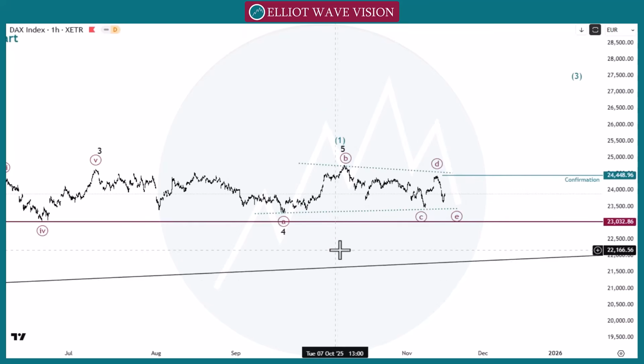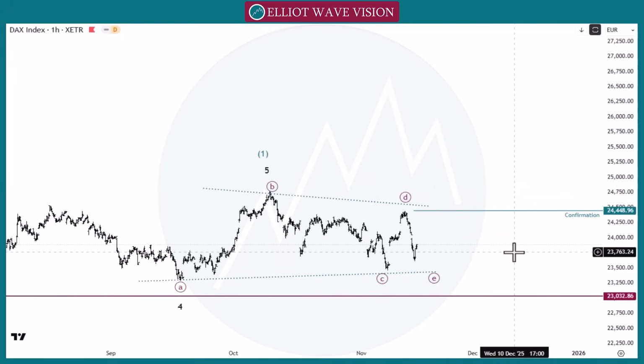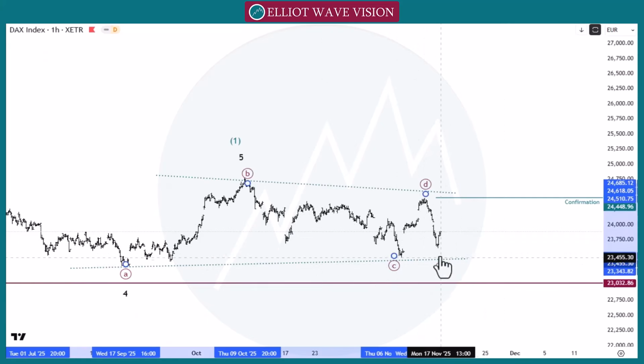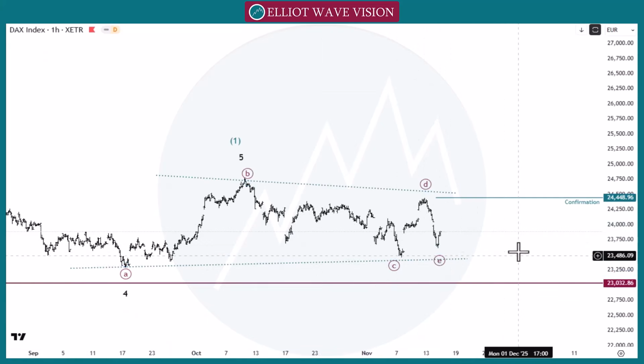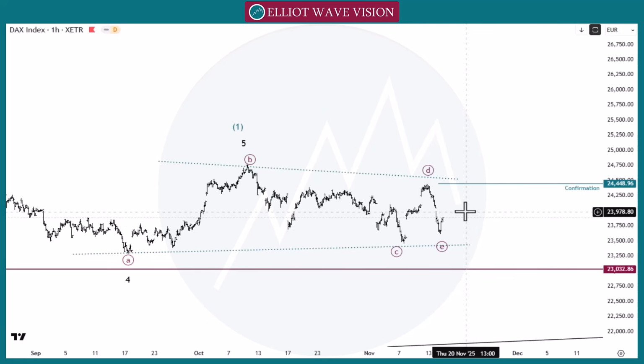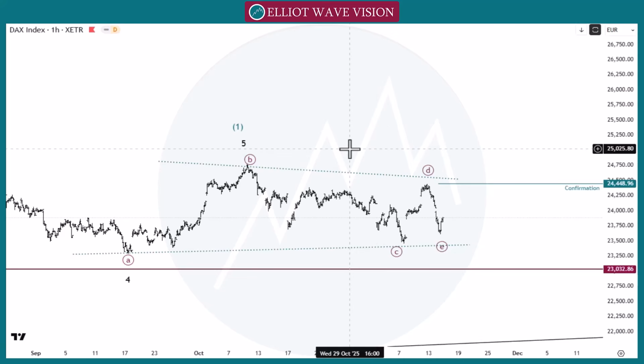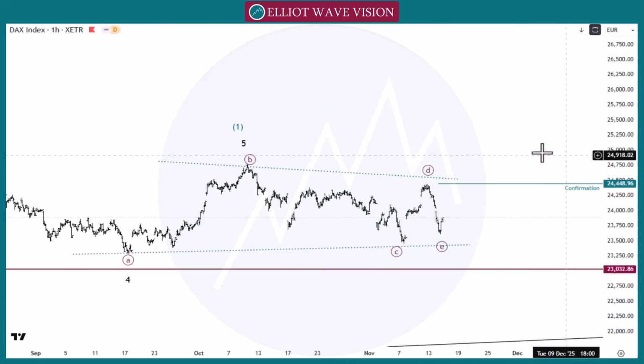So let's check the possibility here. If this wave E completed here, now we need to wait for this 24,000 towards this 25,000, from this point to this point. The main medium level is 25,000. If we go towards the long term trade, then we need to wait for this 25,000 to act as a tested support.